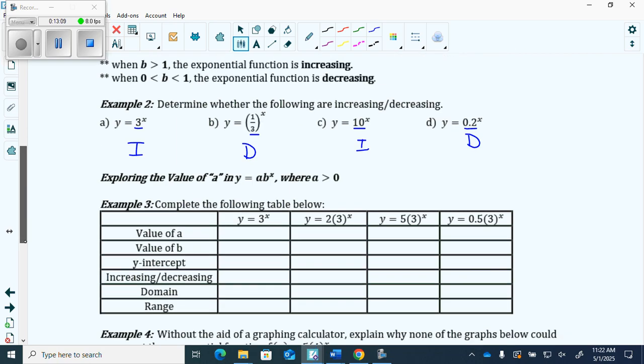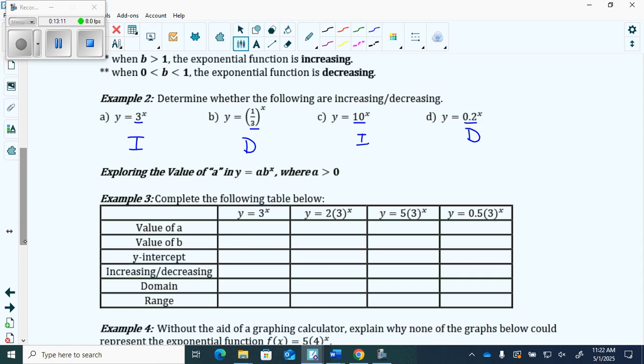Okay. What happens if I change my a values? So, let's go through this one. Remember the form is y equals ab to the x. This one doesn't have an a value, so what is its a value? 1. Because some people tell me it's 0. If it was 0, 0 times 3 to the x would be 0, right? So that wouldn't make sense. So my a value for this one is 1.